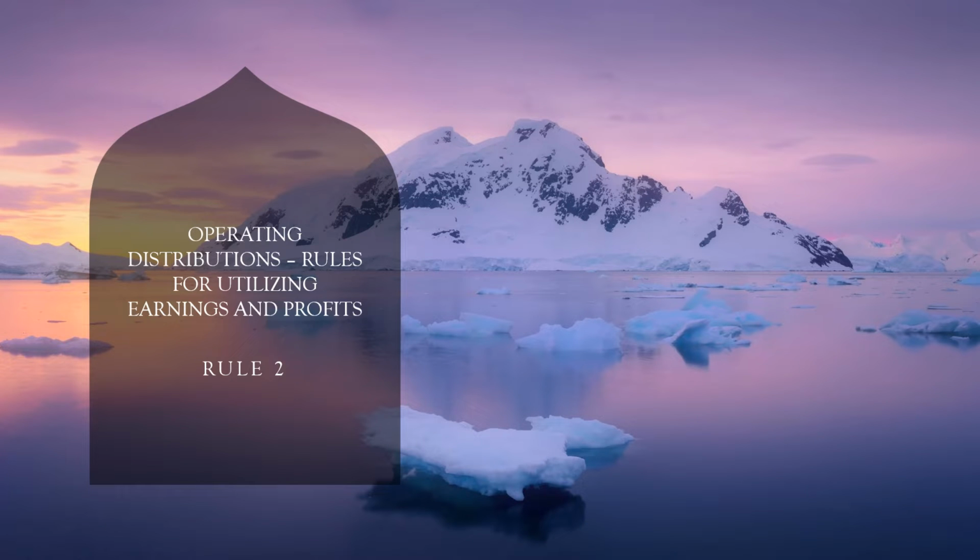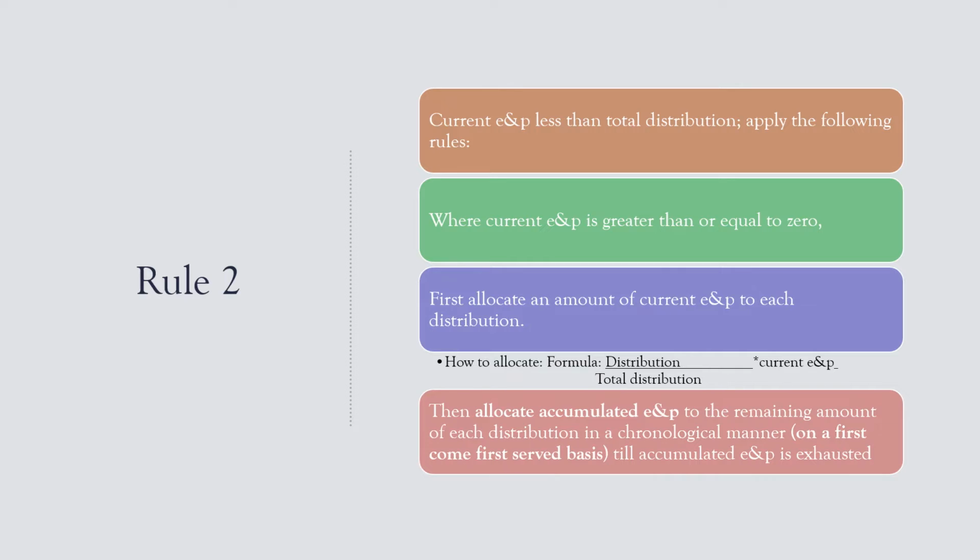This video focuses on the second rule for utilizing earnings and profits. So this is rule 2. In the previous videos we discussed the first rule. Now this is the second rule. If the current earnings and profits are less than the total amount of distribution, you have to apply the following rules. Where current earnings and profits is greater than or equal to 0, the first thing you have to do is to allocate an amount of current earnings and profits to each distribution.